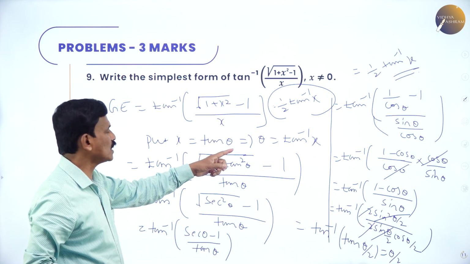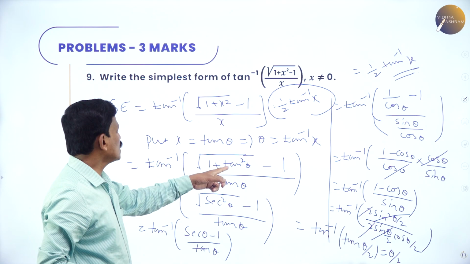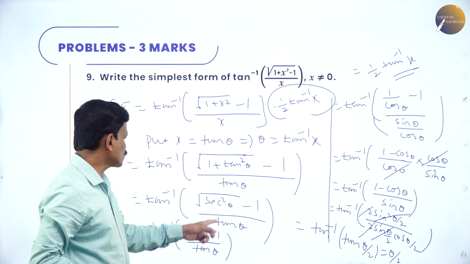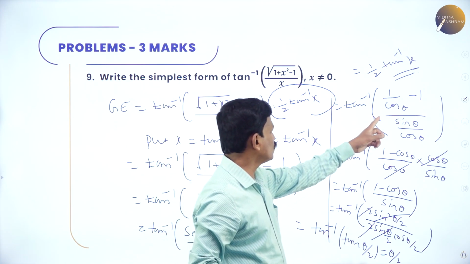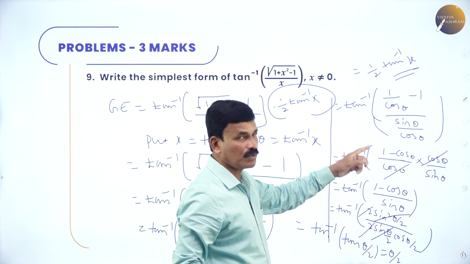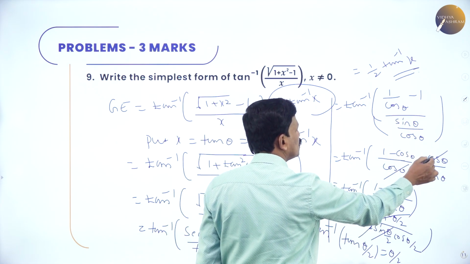Put x is equal to tan theta. Then theta is equal to tan inverse of x. Root of 1 plus tan square theta is secant square theta, minus 1. The square root gets cancelled. Secant theta minus 1 by tan theta can be written as 1 by cos theta minus 1, over sin theta by cos theta. Take LCM and simplify: 1 minus cos theta by cos theta. This goes to the numerator.